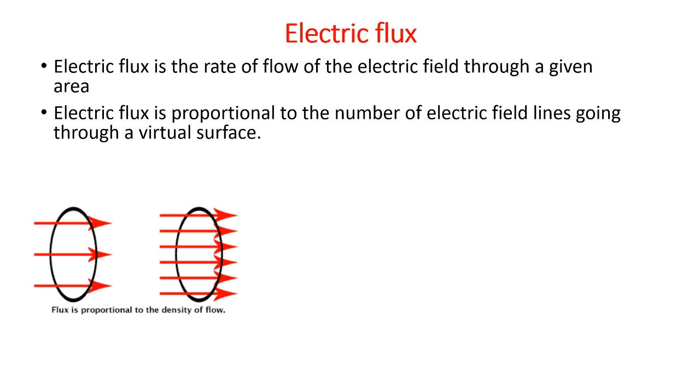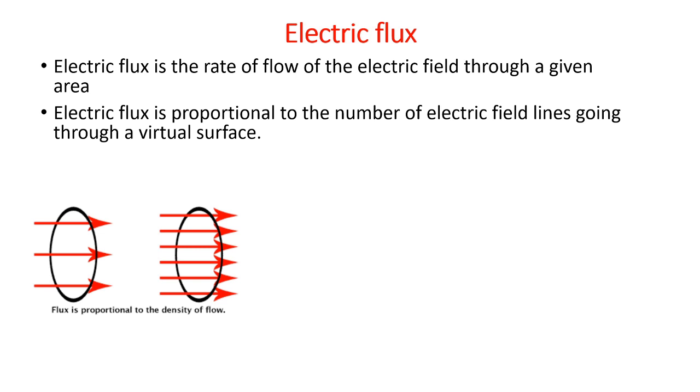If you see this diagram, we have taken the virtual surface as a circle. If the number of field lines passing is less, we'll have a lesser flux. If we have more field lines passing through the same area circle, then we'll have a larger flux. So flux is proportional to the density of flow. How much field lines flow, to that the flux is proportional.